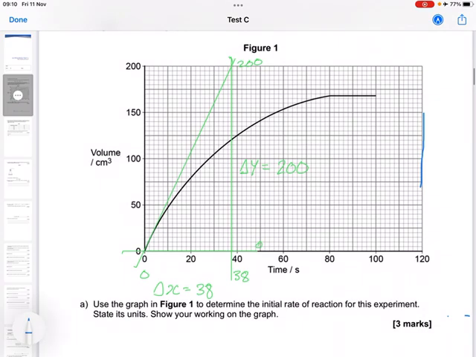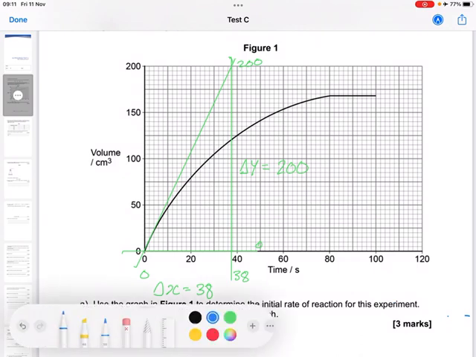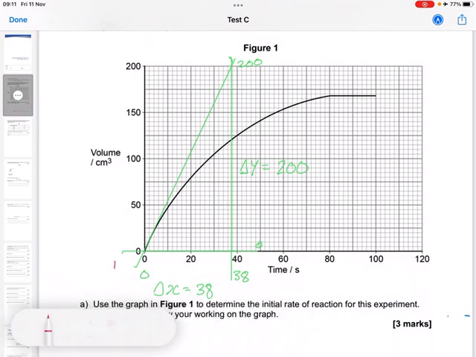Use the graph in figure 1 to determine the initial rate of reaction for this experiment. Right, I've pre-drawn this just because using the ruler is a little tricky, but you need to draw a tangent starting at 0, 0. That will get you one of the marks. So, tangent starting at 0, 0. And then the calculation: we've got the change in y here, which is 200, and the change in x here, which is 38.